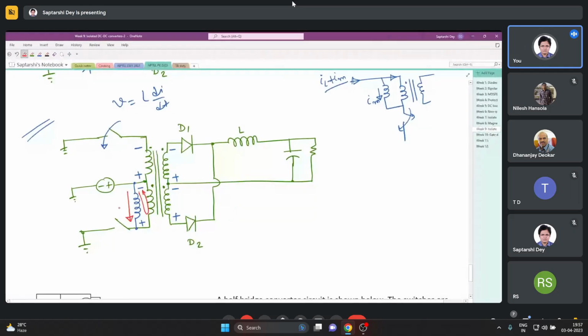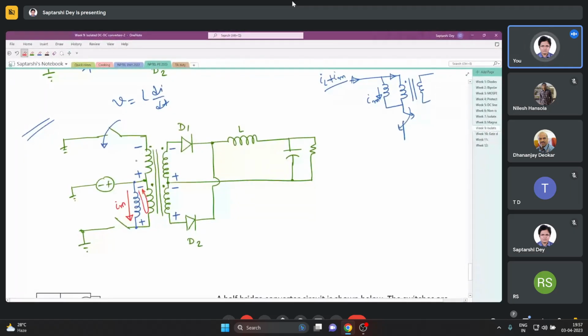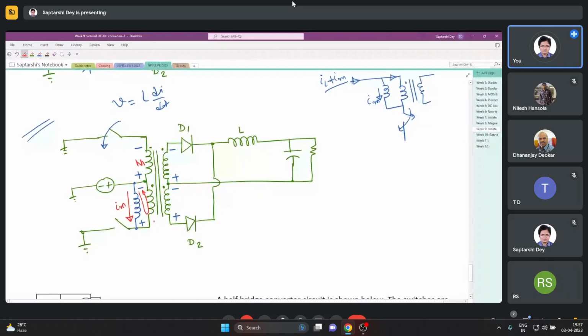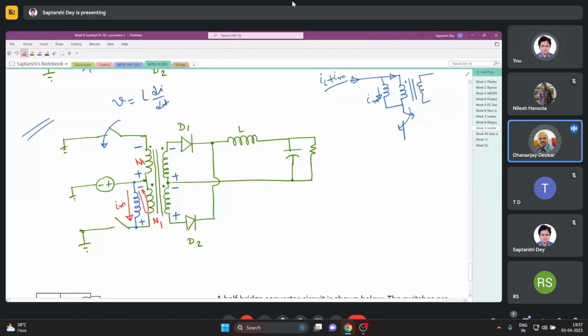So if I call it Im, and since I have N1 and N1 equal, if they are unequal also it doesn't matter. Can you not hear me now? Yes, sir, it is audible now. Okay.